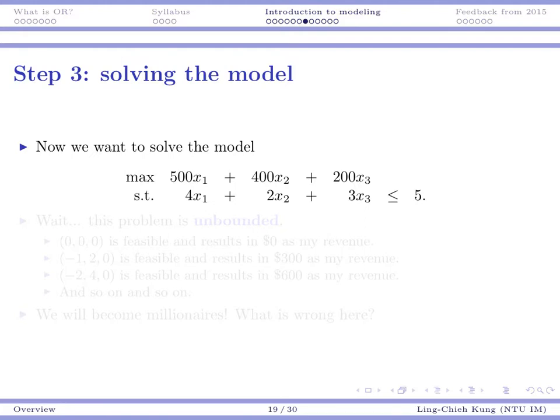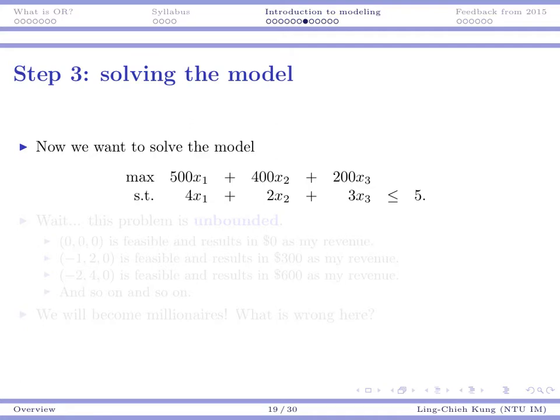For example, I can choose to carry no book, then it's 0, 0, 0. That's okay, but it's not a good idea. I probably want to set, for example, x1 to be 1. If x1 is 1, then I'm okay to do that and I can earn $500. That's better than earning no money. So that's fine.